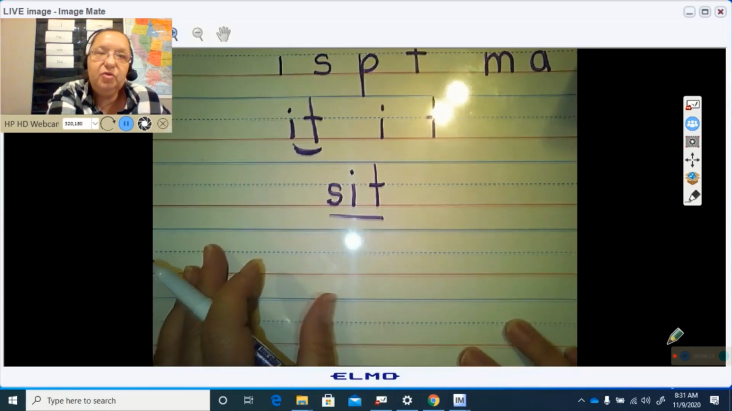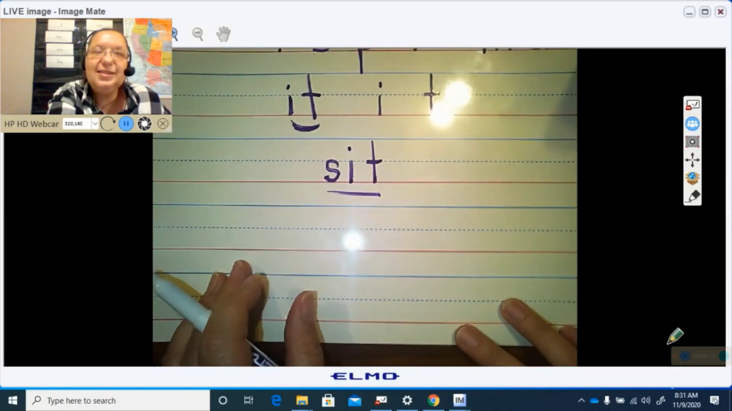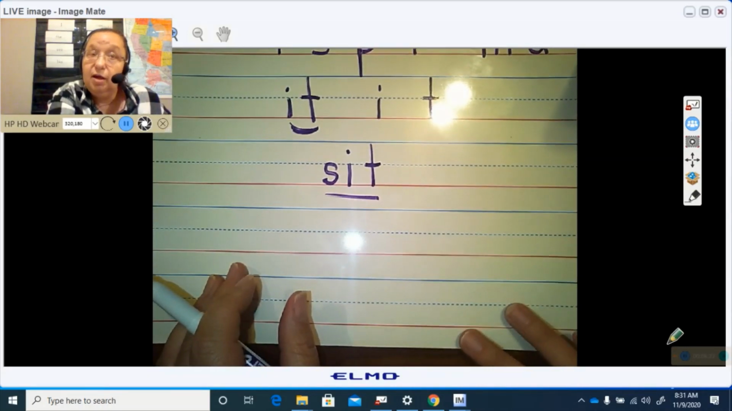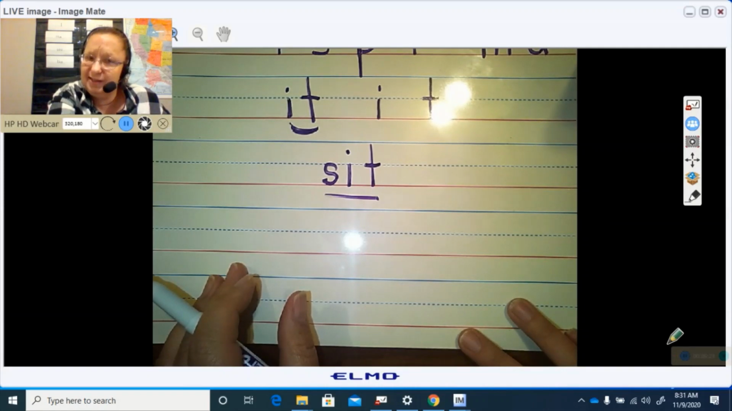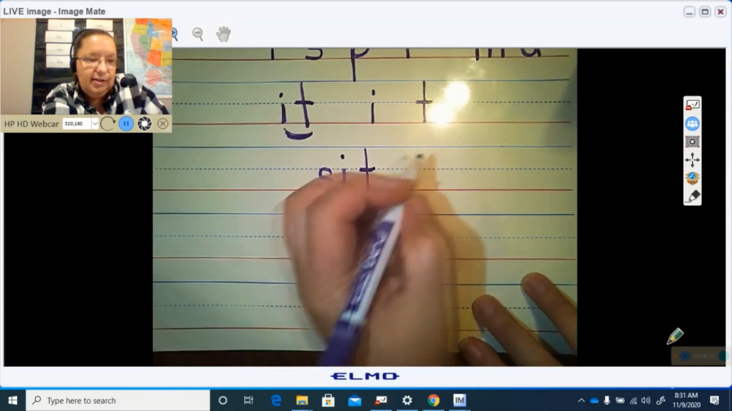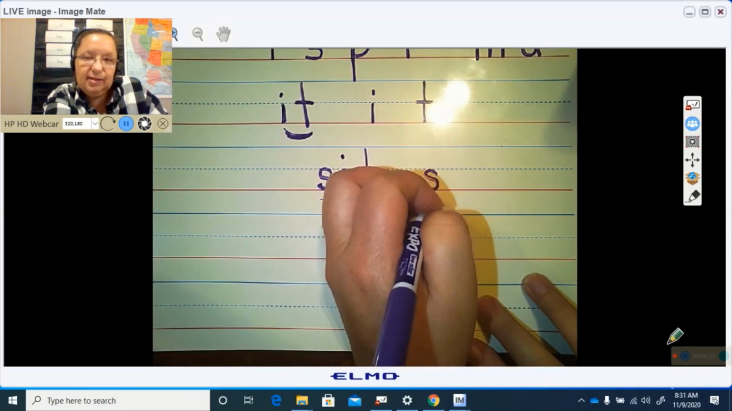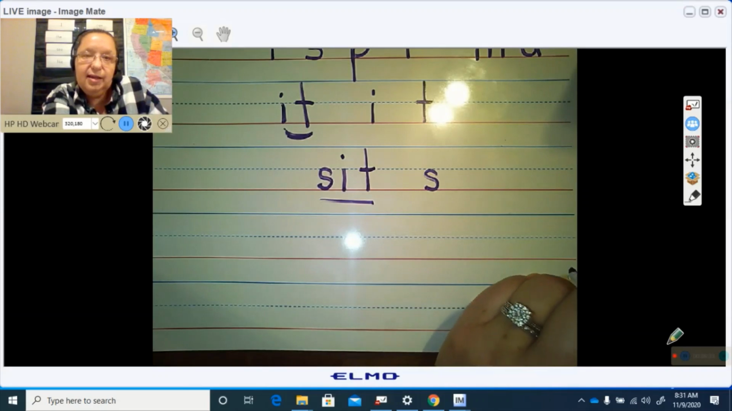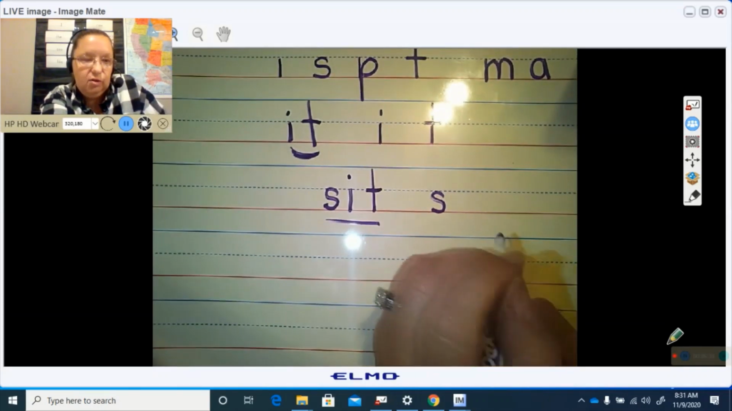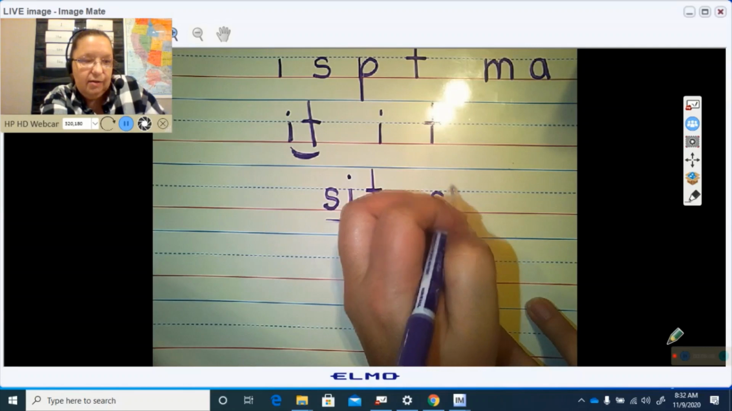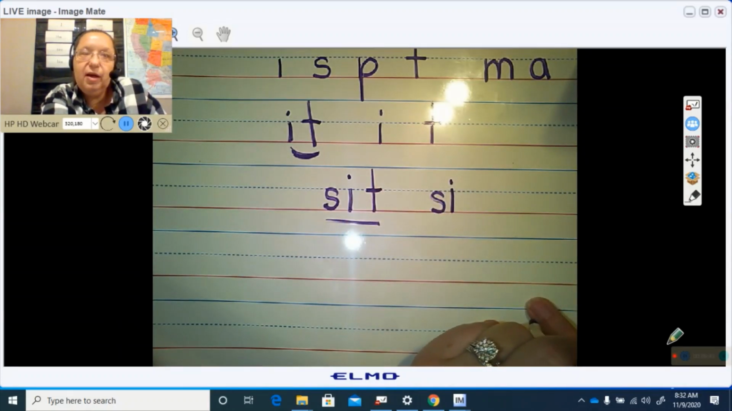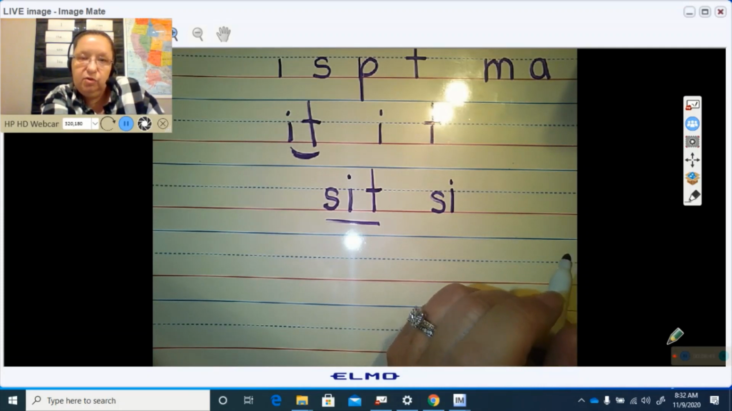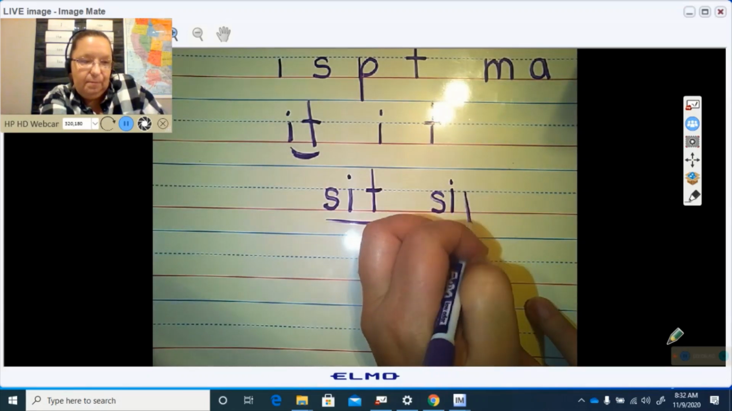Let's try another one. We have sip. Now that's very close to sit. Sip. S makes the S sound. What letter makes the I sound? I. And now we have the P. Sip. We have P at the end of it. Which letter makes the P sound? The P.